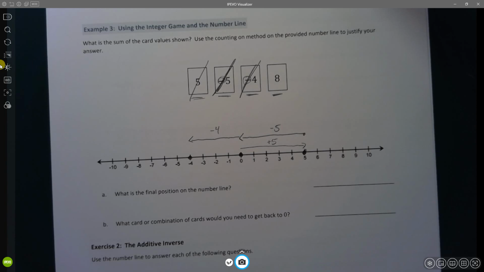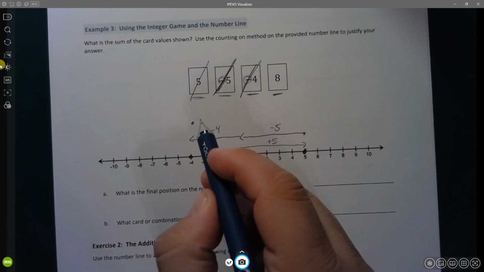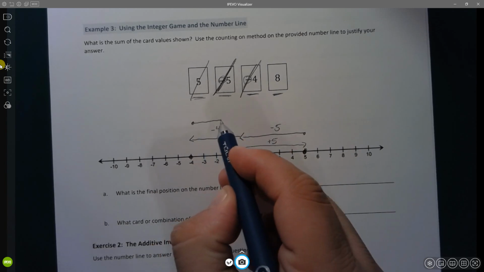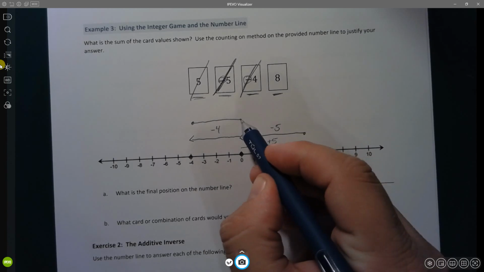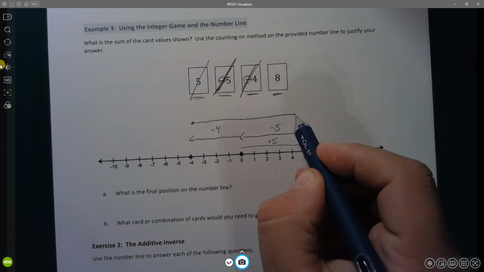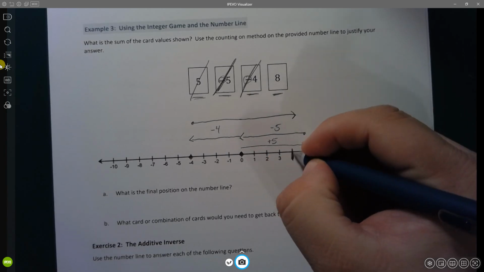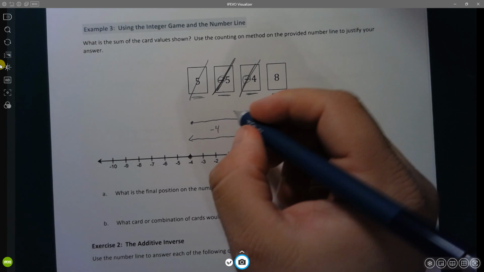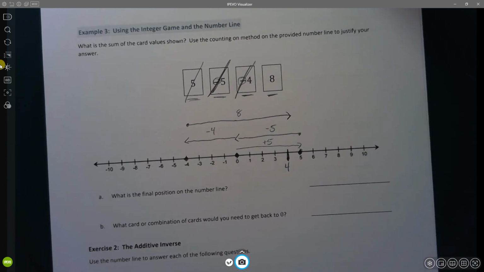So we're going to start off at -4, and we're going to go 8 units to the right. Starting off at -4, we go 1, 2, 3, 4. We're at 0, so we're halfway there. 5, 6, 7, and 8. I'm right here. At what number? I'm at 4. So I moved 8 units to the right and ended at 4.